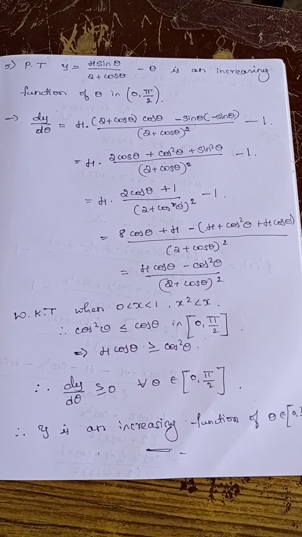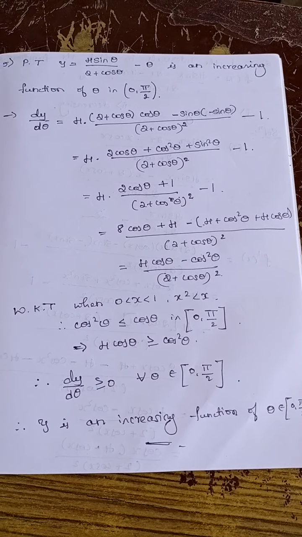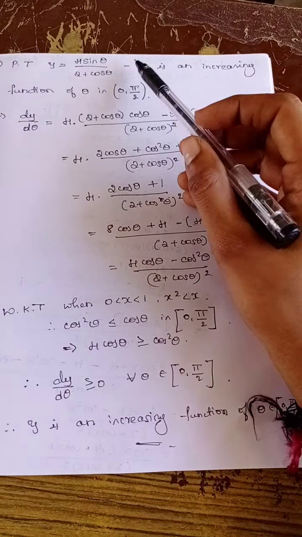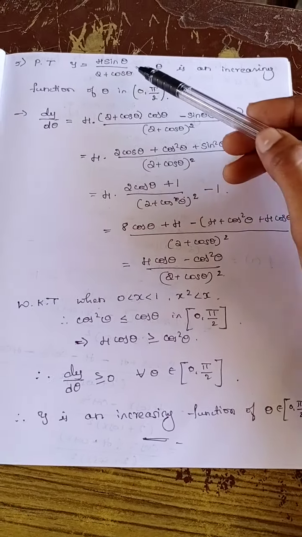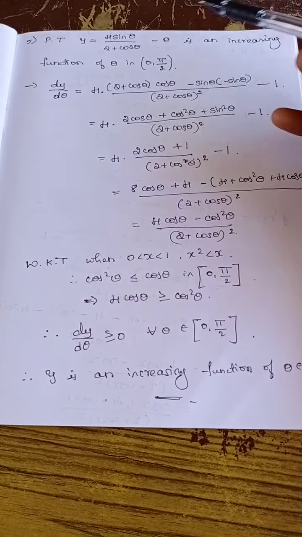Prove that y is equal to 4 sin theta divided by 2 plus cos theta, minus theta, is an increasing function of theta in 0, pi by 2. We have to prove that this is an increasing function. For that we have to prove that the derivative with respect to theta is greater than 0. So consider dy by d theta.